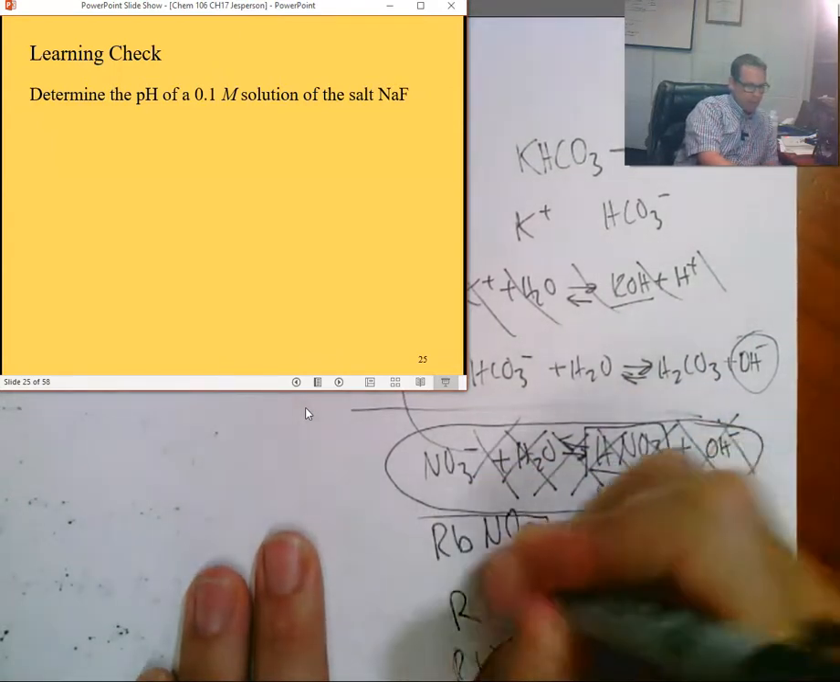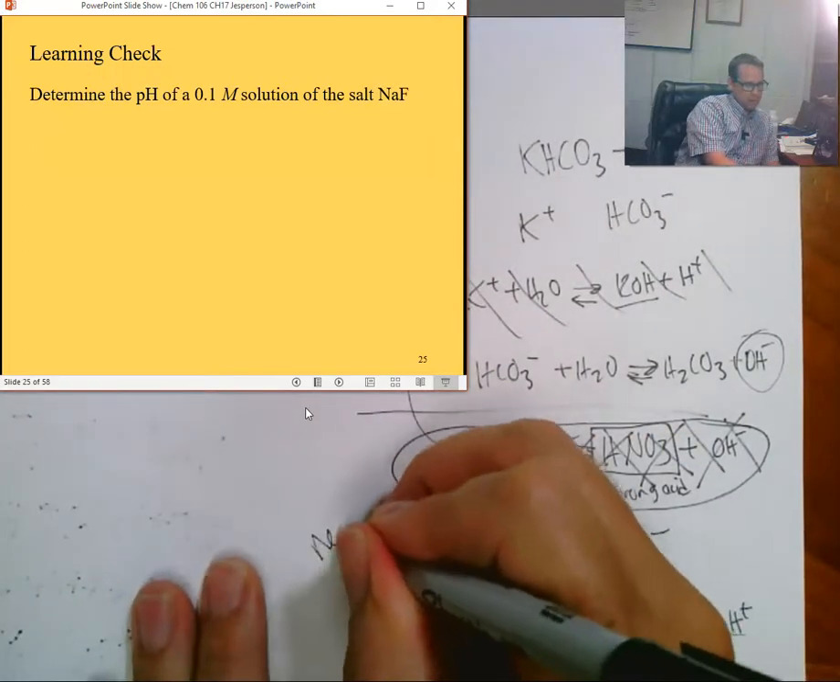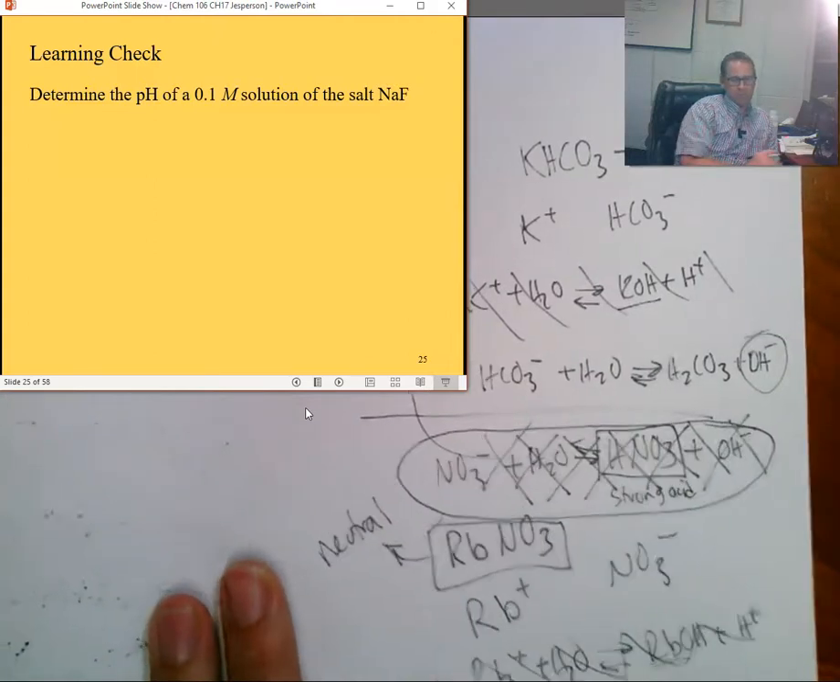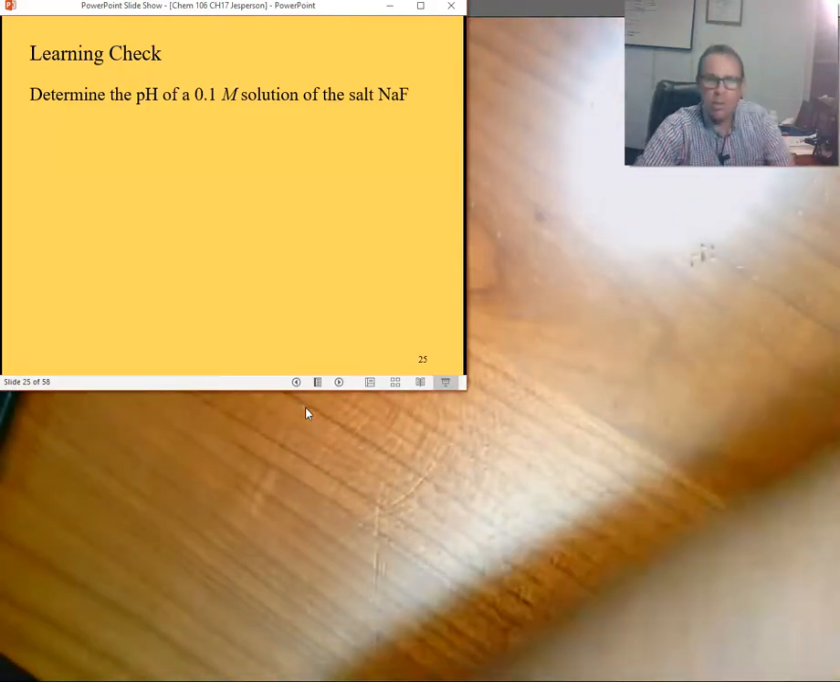Therefore, a compound like rubidium nitrate, how would it affect the pH? It wouldn't. It would be neutral, right? Okay. Now, that's our qualitative portion.